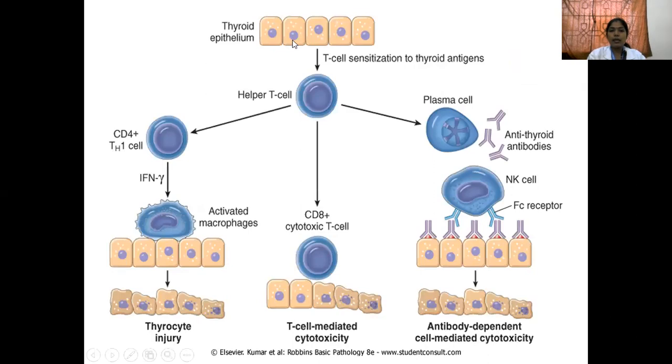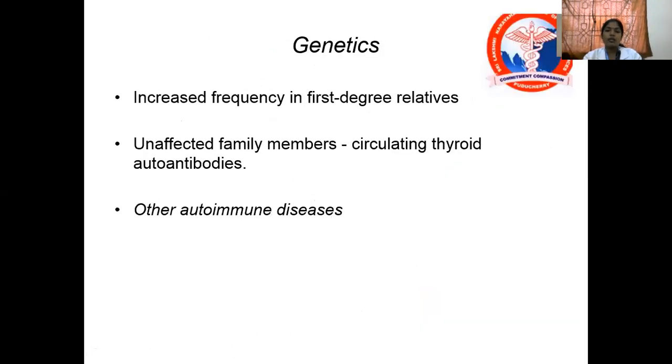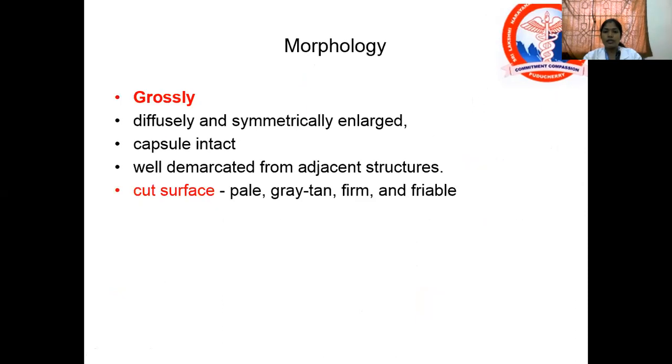So this is the thyroid epithelium, and T cell sensitization to the thyroid antigen. Helper T cells, CD4 T cells, produce interferons, which activate macrophages, and they destroy the thyrocyte. CD8 is a cytotoxic T cell which causes T cell mediated cytotoxicity, and this is the plasma cell which produces antibodies, and the antibody destroys the thyroid cells. Coming to the genetics, there is increased frequency in first degree relatives, and unaffected family members might have circulating thyroid antibodies, and it is also associated with other autoimmune diseases.